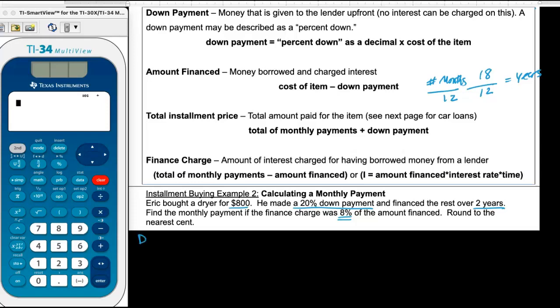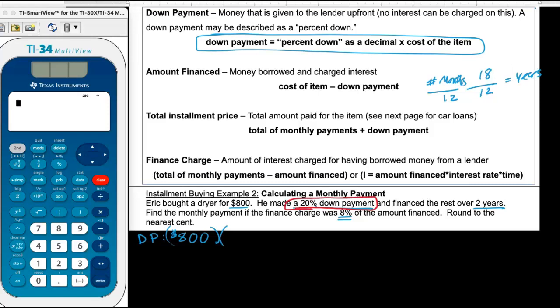So we're going to find the down payment, just going to abbreviate DP, by just taking the price of the item, which is $800, and we're going to multiply that by the percent as a decimal. And I'm using this formula right up here at the top. So down payment is the percent down as a decimal times the cost of the item. So the percent down is 20%, and you have to be careful because there's two percentages. So there's a 20% down payment percentage, and then there's 8%, that's the interest. So you got to read carefully with these problems.